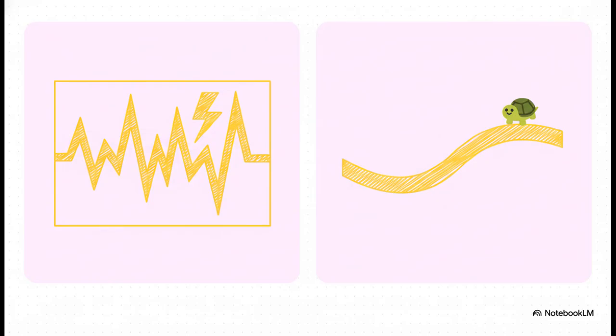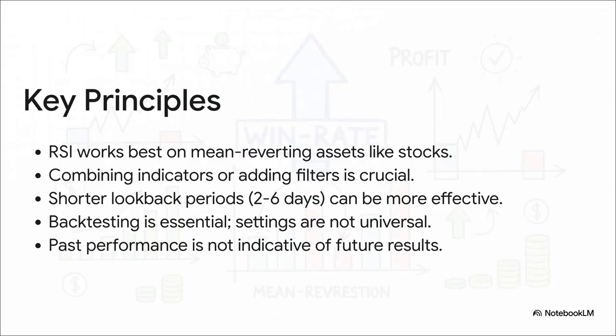Yeah, for example, a lot of traders just use the default 14-day RSI. But the research from Quantified Strategies suggests that for this whole mean reversion thing in stocks, much shorter periods, we're talking between 2 and 6 days, have historically worked a lot better. A shorter period makes the indicator way more sensitive, which is exactly what you need to catch these super brief dips.